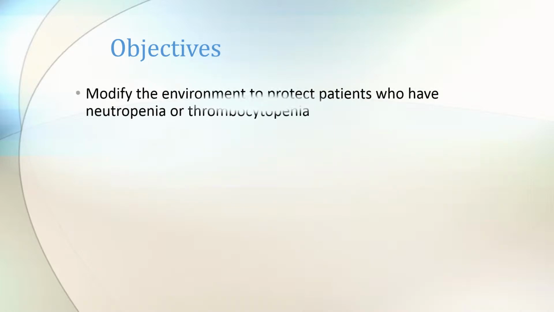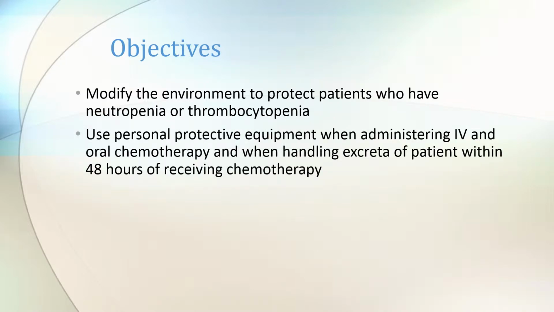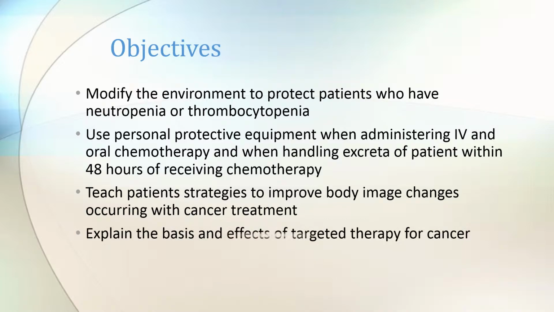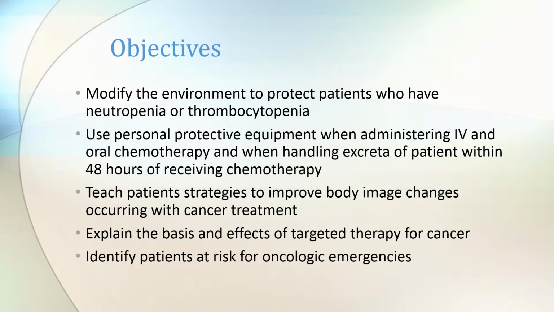After this lesson, you will be able to modify the environment to protect patients who have neutropenia or thrombocytopenia. Use personal protective equipment when administering IV and oral chemotherapy and when handling excreta of patient within 48 hours of receiving chemotherapy. Teach patients strategies to improve body image changes occurring with cancer treatment. Explain the basis and effects of targeted therapy for cancer, and identify patients at risk for oncologic emergencies.